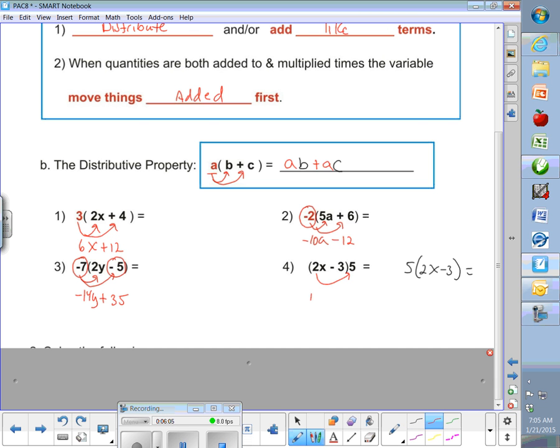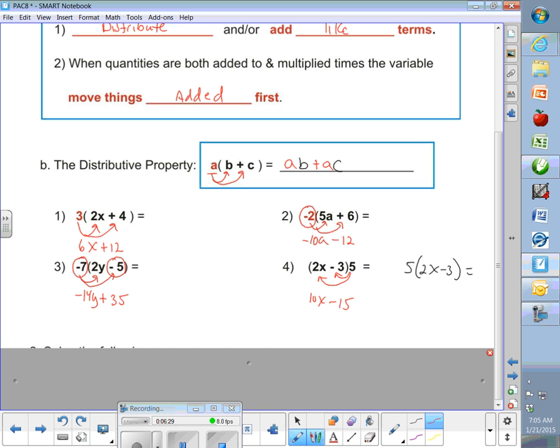2x times 5, 10x. Negative 3 times 5, negative 15. Now, I will say this. You can even do this one backwards if you want, and some students prefer that. There's really 3 ways. 5 times 2x is a 10x. 5 times a negative 3 is a negative 15.